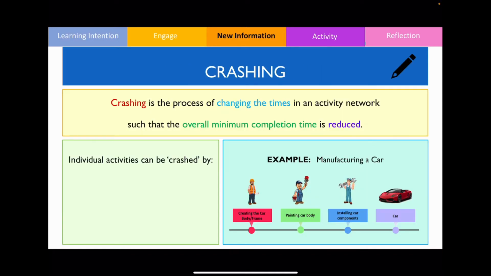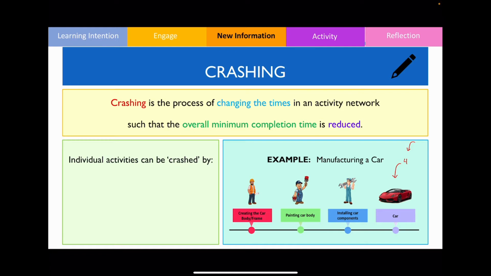So let's go through what crashing is. We define crashing as a process where we change the times for an activity to be completed such that the overall minimum completion time is reduced. Let's say, for example, that a car takes about 4 weeks to be completely manufactured from start to finish. If you're going to crash, that means you're going to be reducing the length of time of certain activities within the production line such that this overall time is reduced. So that's what crashing means.